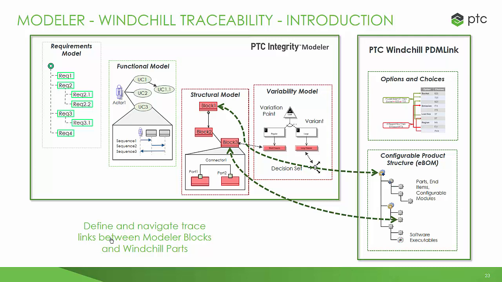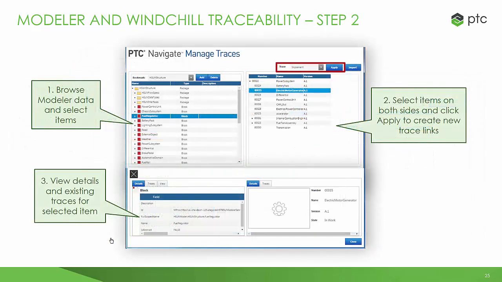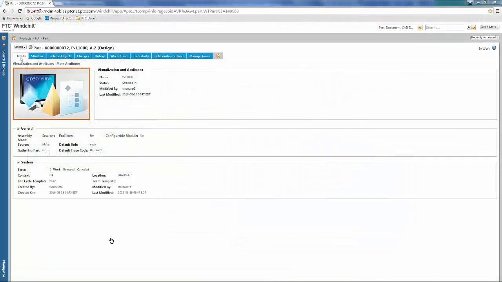As well as that productivity, we also need to be able to trace between our system model and our bill of materials. When we automatically created those parts using productivity, we could also at the same time create the trace links, but you may also want to create those trace links manually as things change, or where you have existing BOMs and existing system models. The traceability is created using the PTC Navigate Manage Traces app, which shows you model information on the left and bill of materials information on the right. But let's take a look at this in action in the tool itself.